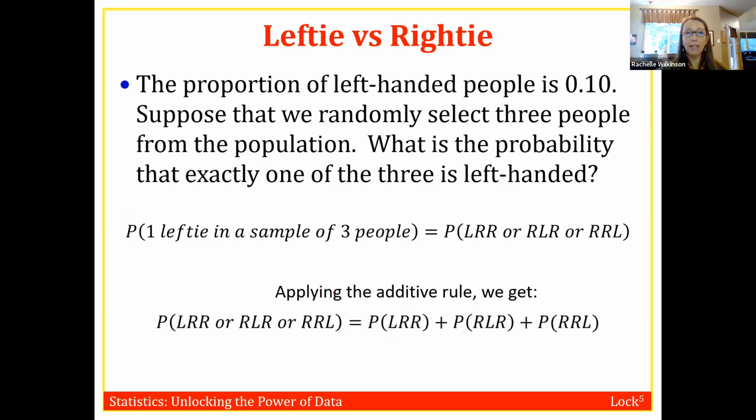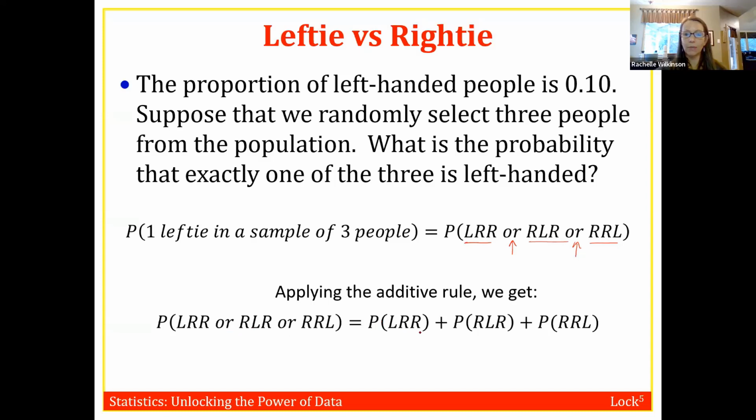So basically, if I'm trying to figure out the probability that I get exactly 1 lefty in a sample of 3 people, then that is going to be the probability of getting a lefty, righty, righty, or a righty, lefty, righty, or a righty, righty, lefty. I'm just looking at those 3, remember those 3 possible ways to get 1 lefty out of 3 people. So this is an or kind of probability here. And we all know that the keyword or goes with the additive rule. So I could add those together.